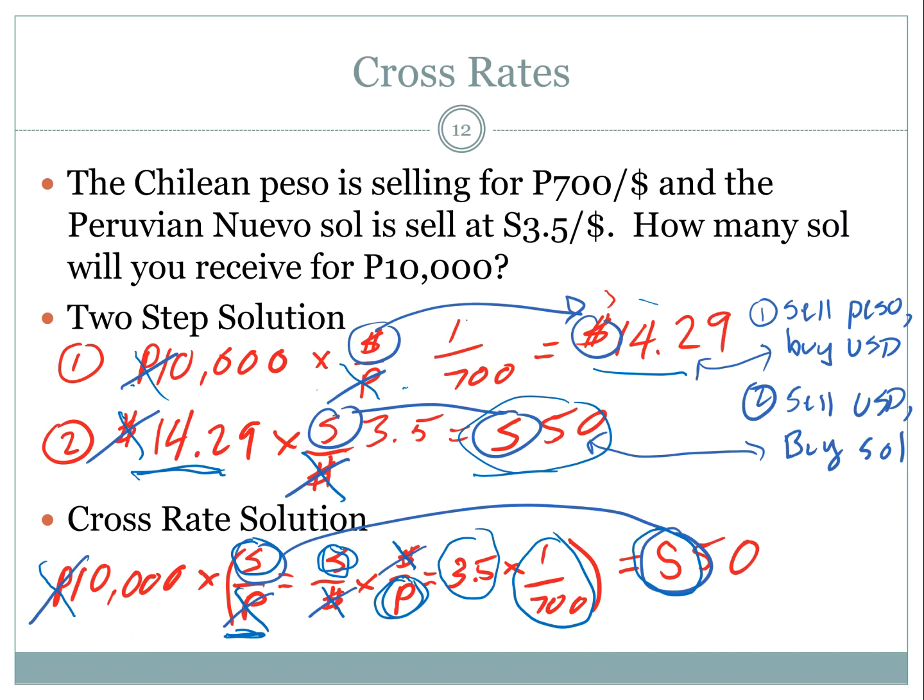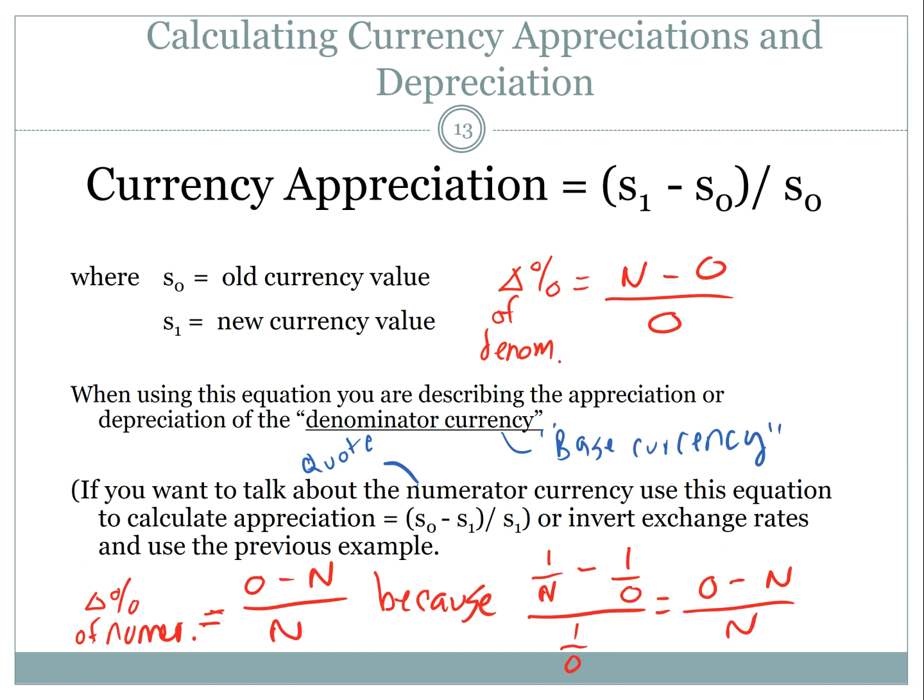Are we okay? This is just basic transactions going from one currency to another, especially if both currencies are foreign. You're going to need to do a cross rate. Any questions? You good? All right, appreciations. Oh my God. Appreciations are like the easiest thing we could ever do in the world, right? It's like fifth grade stuff.